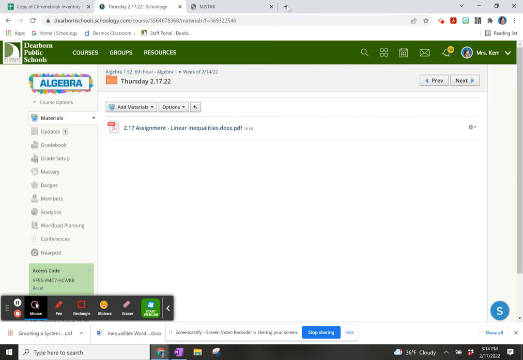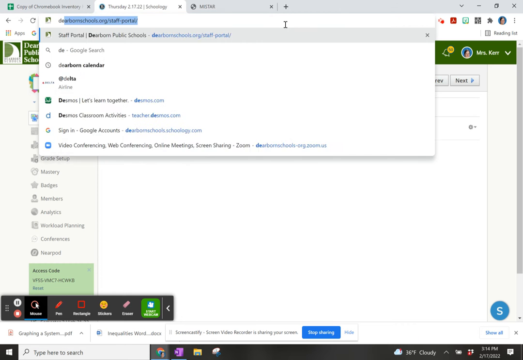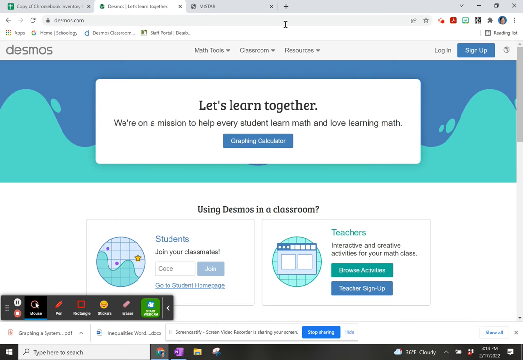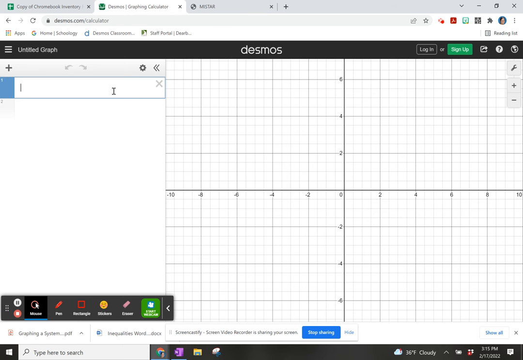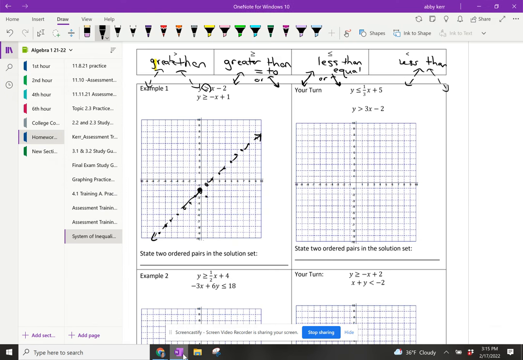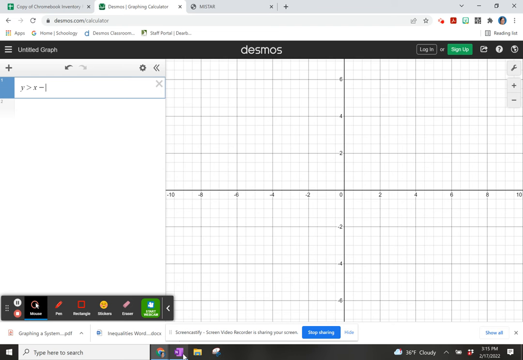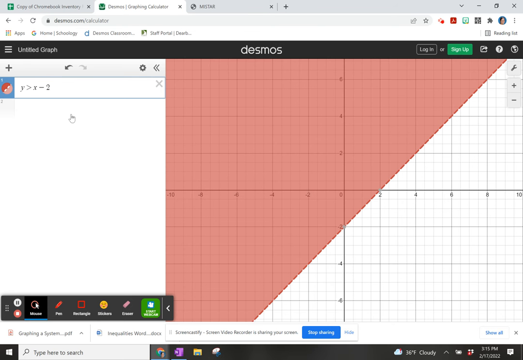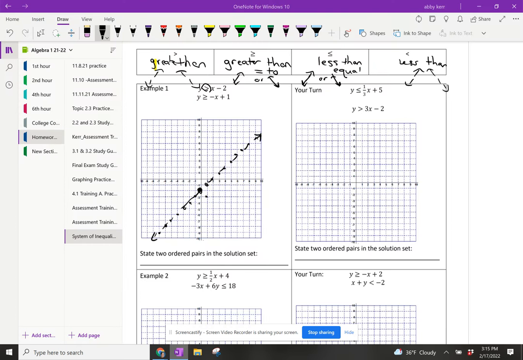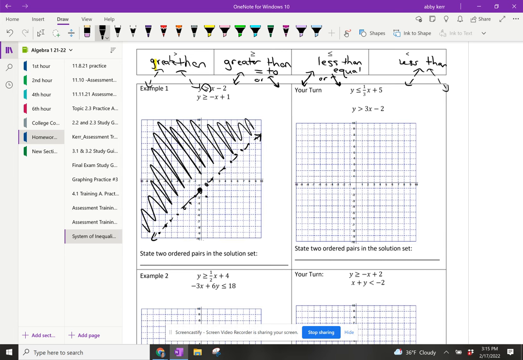Now, since some of you guys are at home, I will show you how to do the Desmos. All you have to do is type in the inequality that was given. It will shade for you. Notice that it says greater than, and it is shading above the line, so that's a good trick to know. Greater than means above.